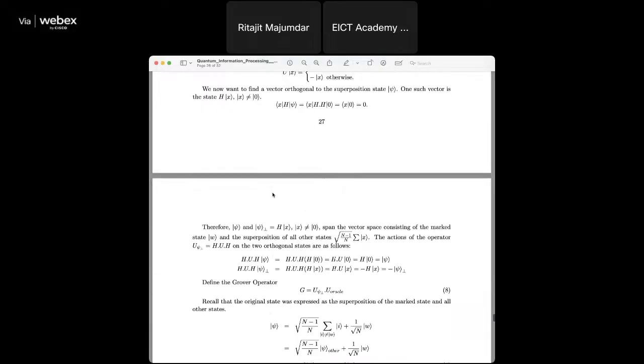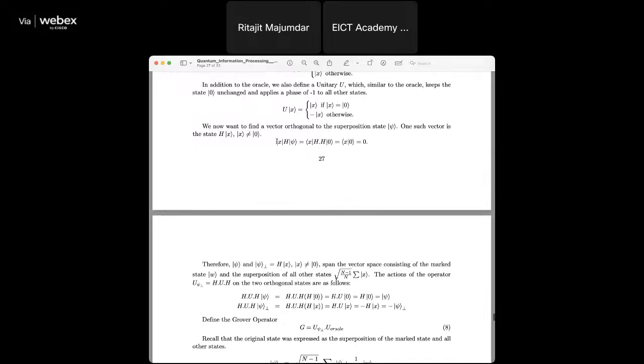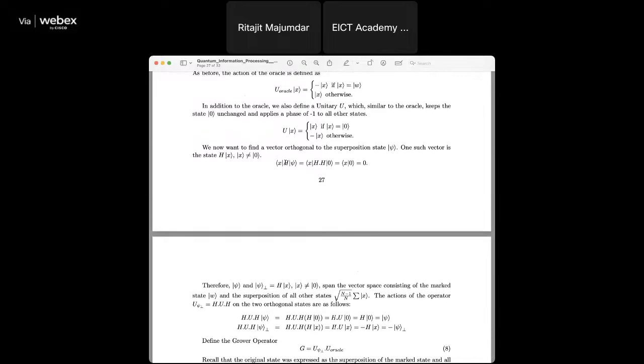So what is the inner product of x with H psi? Or think of this: what is the inner product of Hx acting on psi? H is its own inverse, so H inverse is H. What is psi? It is H0, so these two H's get cancelled out, so it is the inner product of x with 0. If x is not equal to 0, then this is 0. If x is equal to 0, then this inner product is 1.